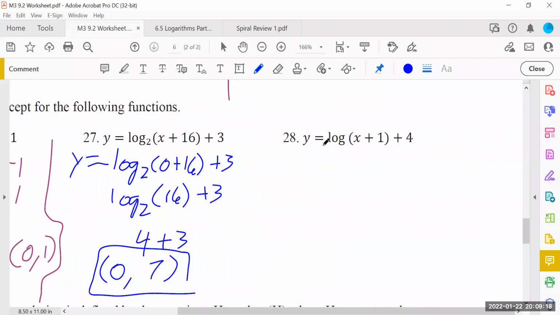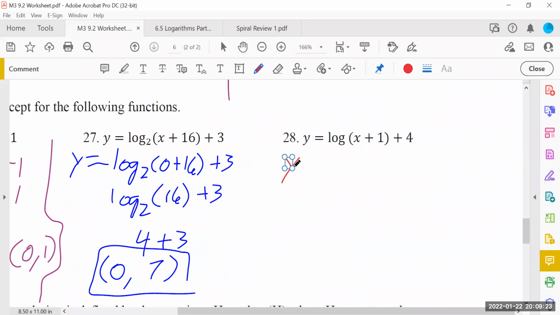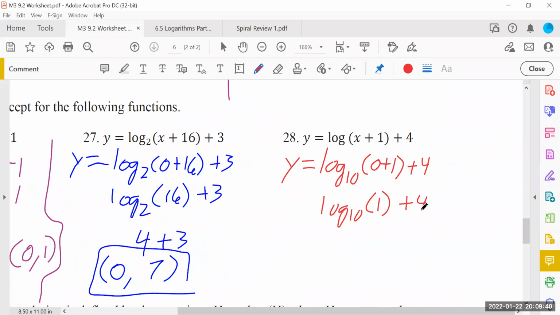And then this one's a little tricky. You've got to use one of those special cases that we've talked about. Y is equal to log. They don't give us the base, but we know it's 10. But it actually doesn't matter because we're going to do 0 plus 1 plus 4. And we've said a couple times now, log base anything of 1 is always going to be 0, because anything to the 0 power is 1. So we just get 4. And again, we put in 0, got out 4. That's our point.